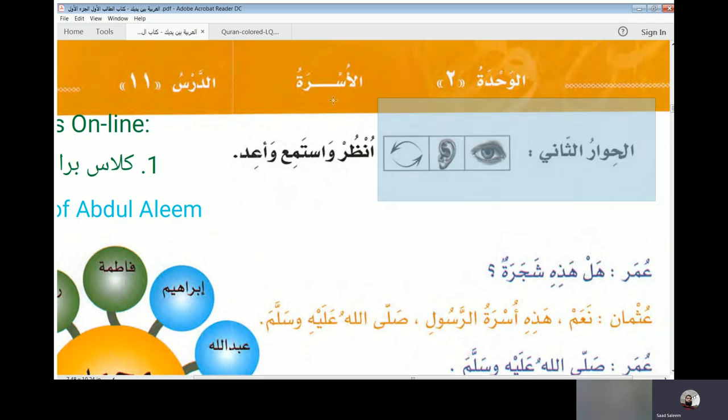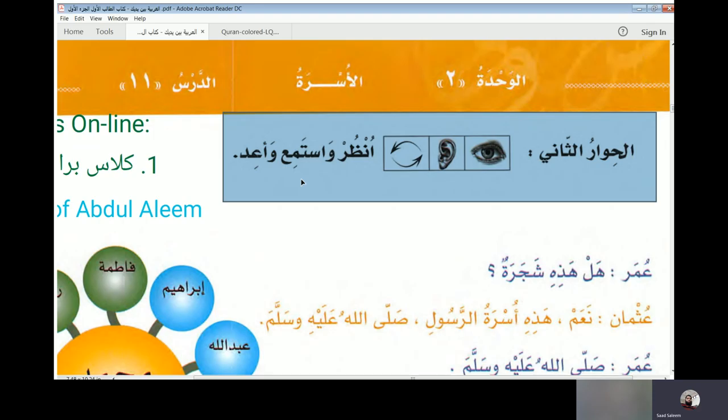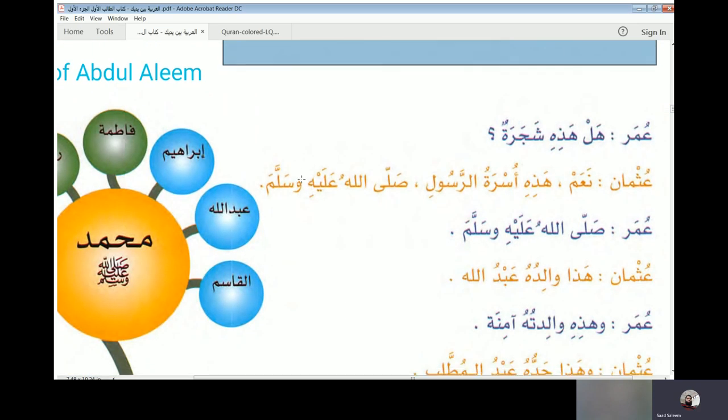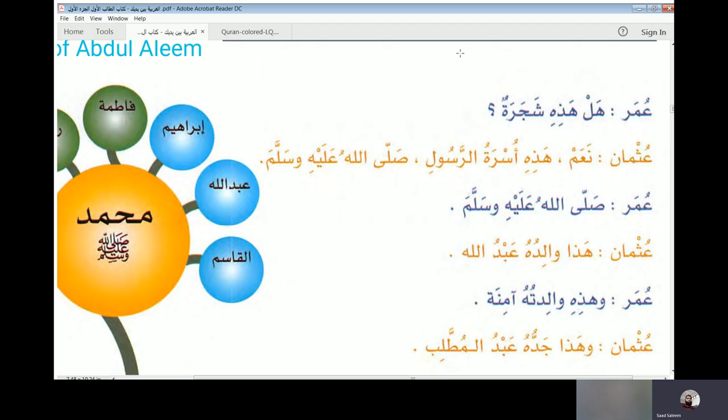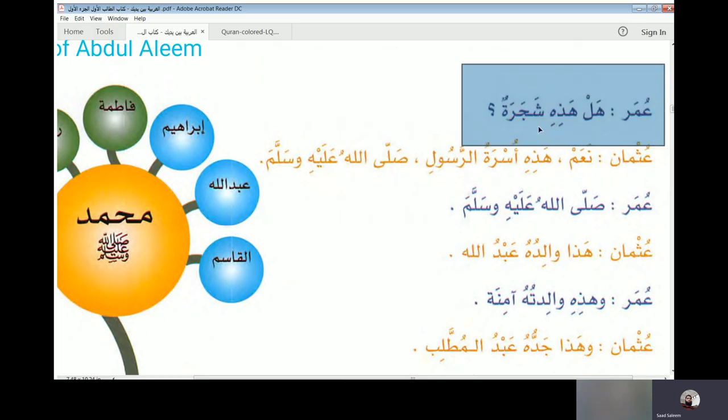Al-Hiwar Al-Thani, second dialogue. Undhur wa isma' wa karir. See, listen and repeat. First I will read, then you will read, okay? So listen. Umar: Hal hadhihi shajara? Is this a tree? In this lesson, shajara means family tree. So I will say, is this a family tree?